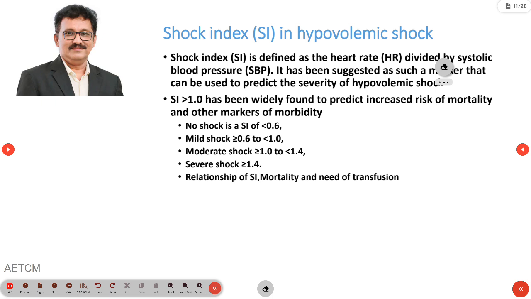Relationship of shock index, mortality and need of transfusion. Okay. So, all these things can be predicted by the shock index. Severe shock may require blood transfusion also.